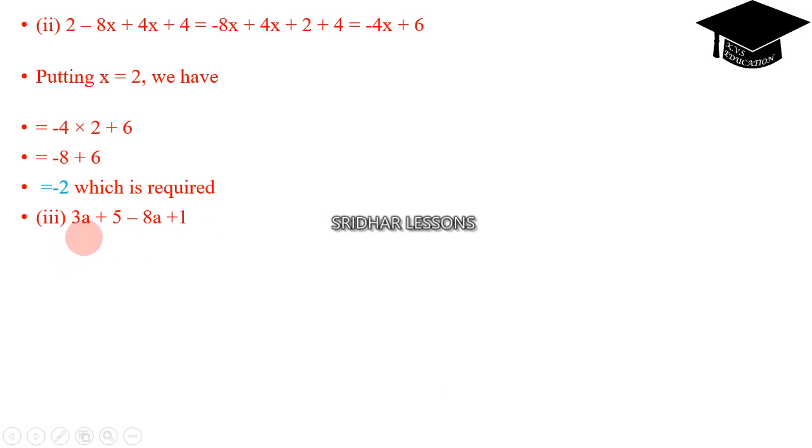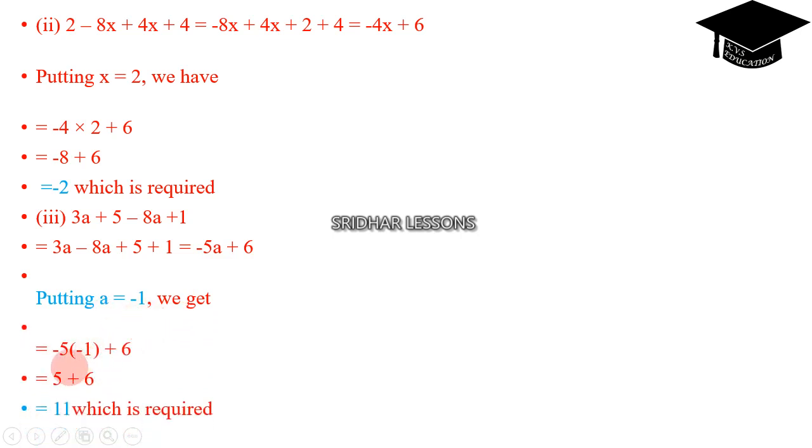Next, third one, 3a plus 5 minus 8a plus 1. We can simplify it to get minus 5a plus 6. And a is equal to minus 1. We have to put a is equal to minus 1. So minus 5 into minus 1 plus 6. Minus 5 into minus 1 is equal to 5 plus 6, which is equal to 11.